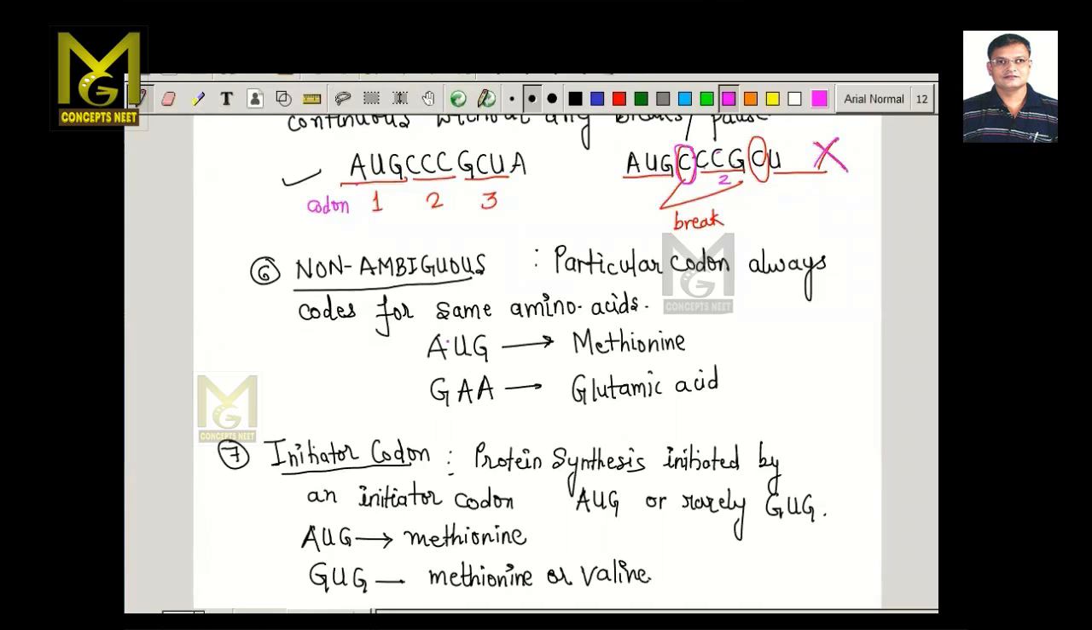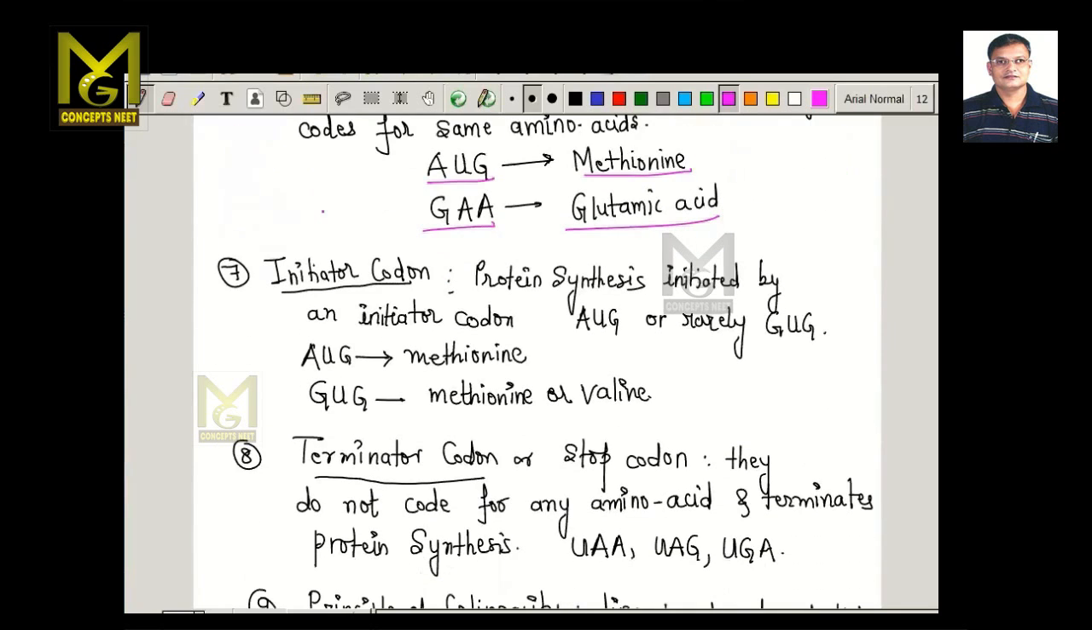Non-ambiguous: a particular codon always codes for the same amino acid. So if you take AUG, it will always code for methionine. If we take GAA, it will always code for glutamic acid. So non-ambiguous means it is 100% sure that this codon codes for this amino acid. That characteristic feature is referred to as non-ambiguous.